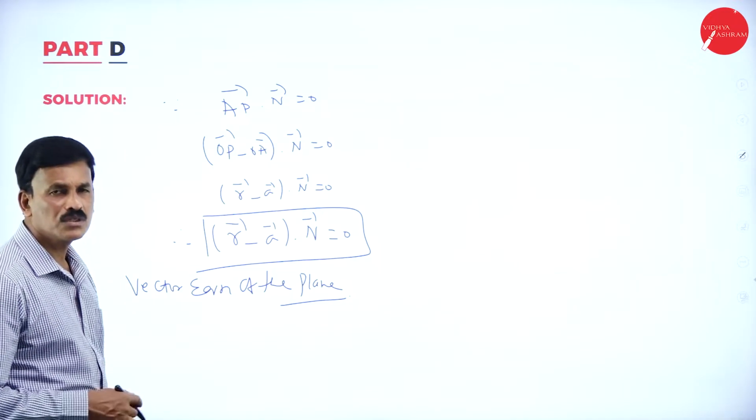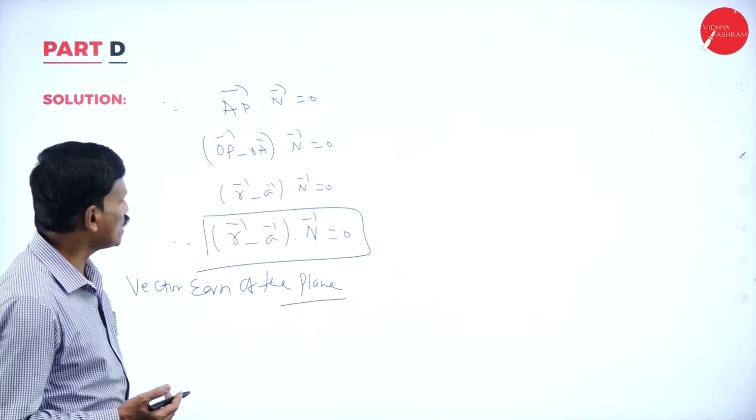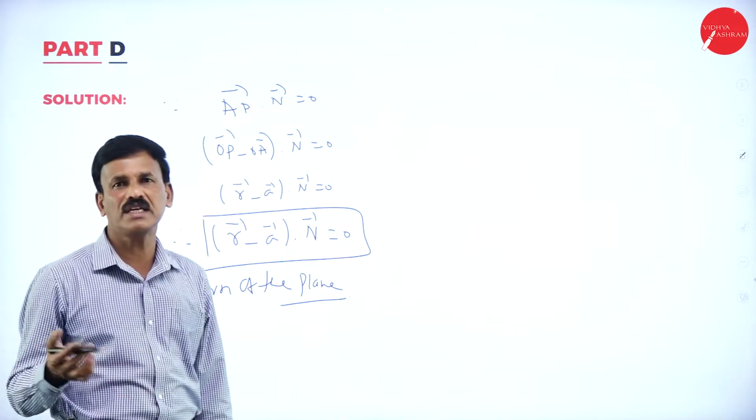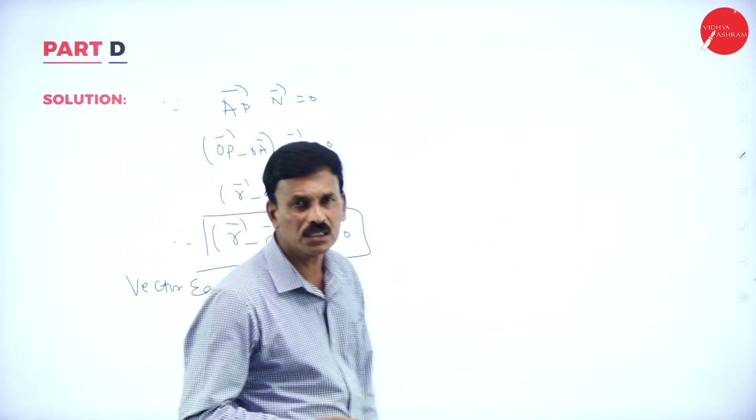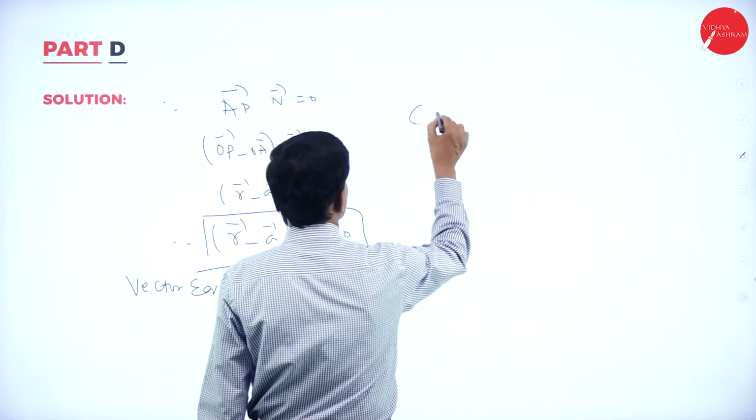If you do this, 2 plus 1 marks for the diagram, 3 marks you will get. So R minus A dot n is equal to 0 is the vector equation of the plane. That's it. Since what is the point given? Now let us find the Cartesian form.